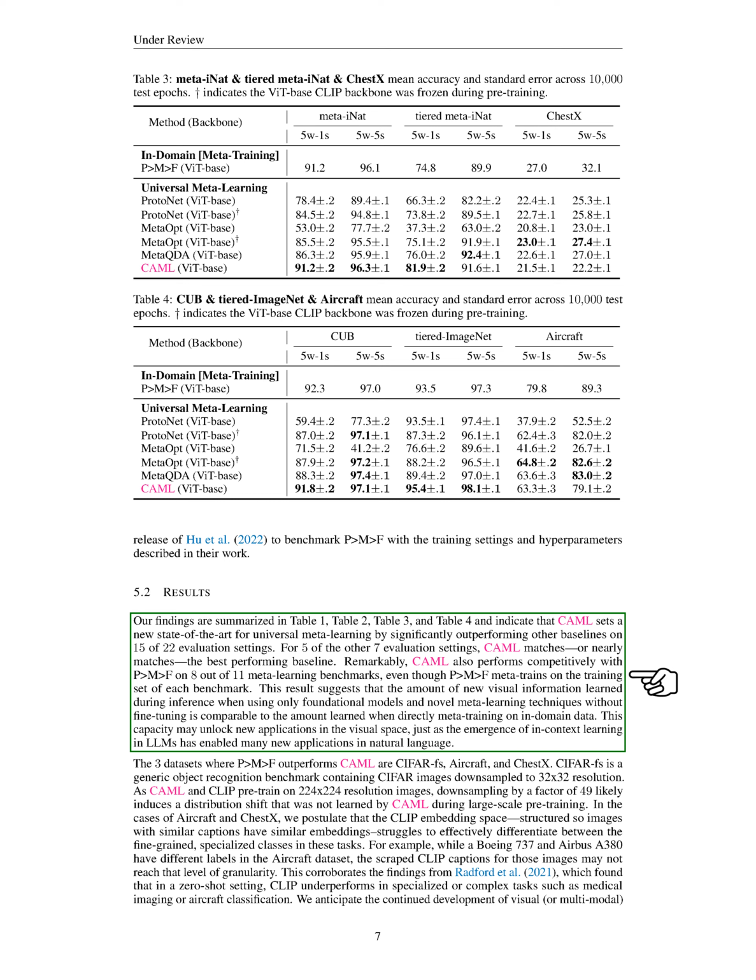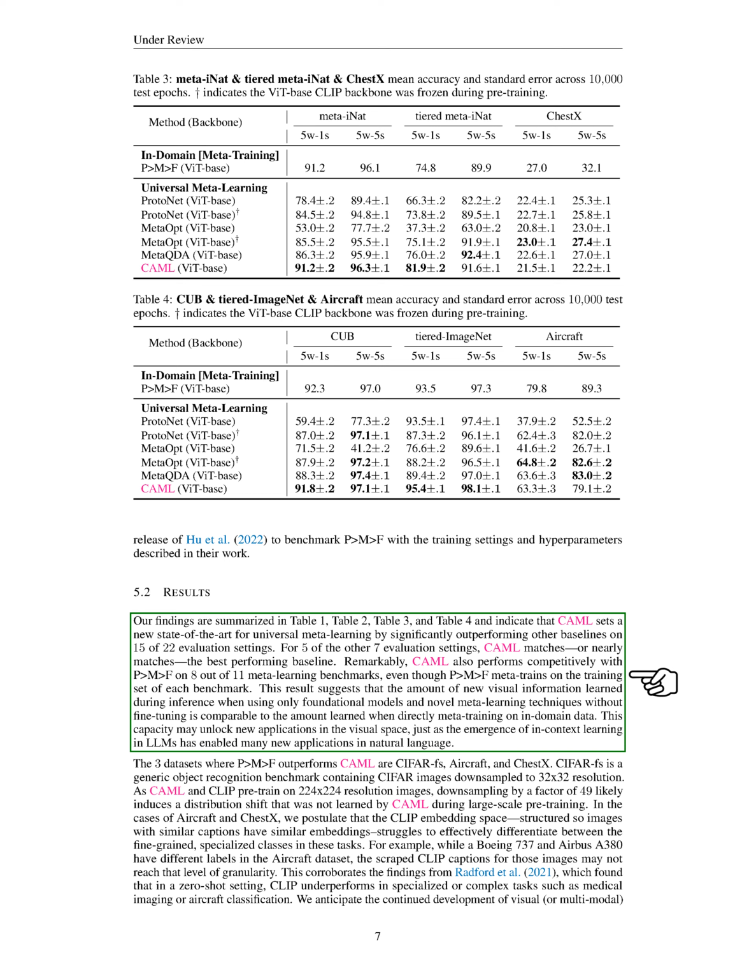Interestingly, CAML also performed competitively with P>M>F on 8 out of 11 benchmarks, even though P>M>F is trained on each dataset. This suggests that our approach of using foundational models and novel meta-learning techniques without fine-tuning can learn as much new visual information as directly training on in-domain data. However, P>M>F outperformed CAML on 3 datasets: CIFARFS, Aircraft, and ChestX.